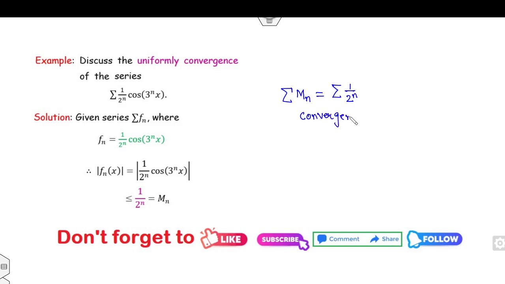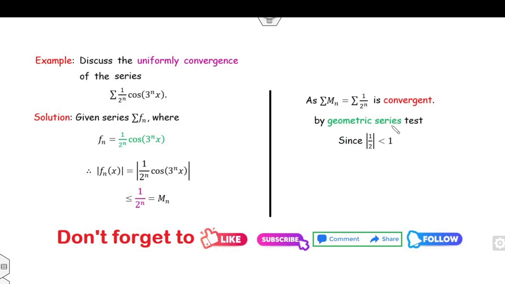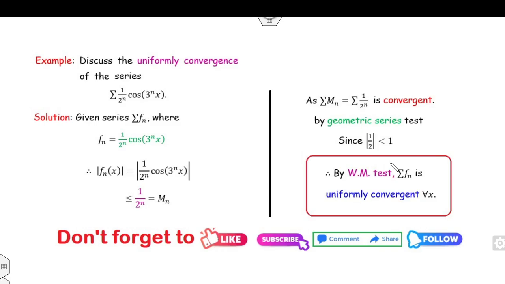Can you tell me why it is convergent? Because of the geometric test. What is the common ratio of the geometric series? In this case, the common ratio is half, and you can see the value of |r| is less than 1. Therefore, by the geometric series test, the series is convergent. Therefore, by the WM test, the given series is also uniformly convergent.